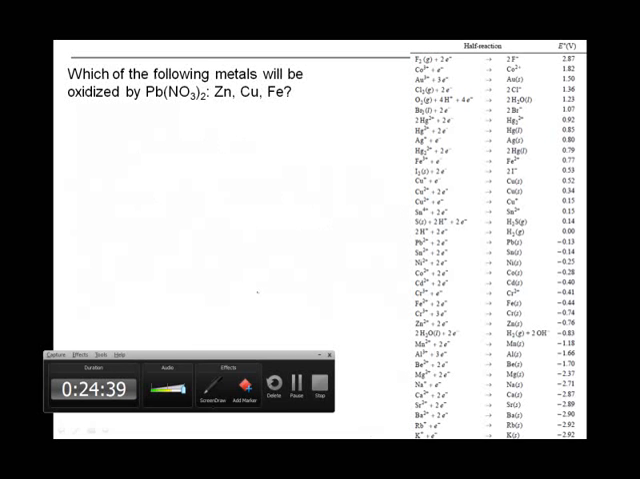Alright, which of the following metals will be oxidized by lead nitrate? So this is a lead. This lead must be a +2, so that's right here. Lead 2. So let's identify the others. We have zinc, we have copper, and I'm just going to assume it's copper +2, and iron, and there's iron, right? So the only one of these that is stronger than this lead is the zinc. So the only one that will be involved in that reaction is the zinc. All the others would be a no reaction.